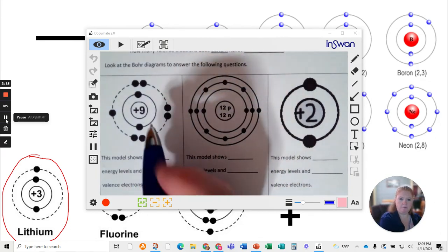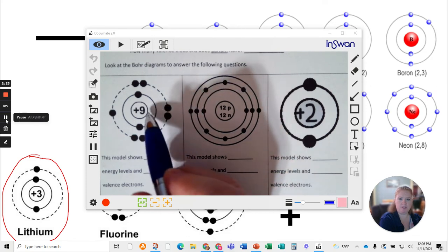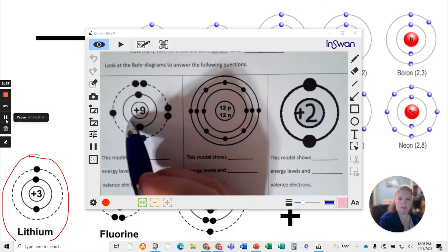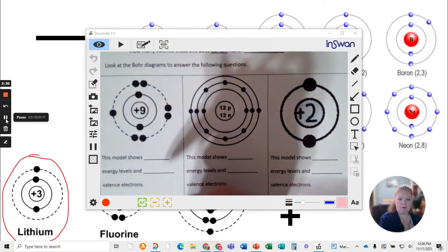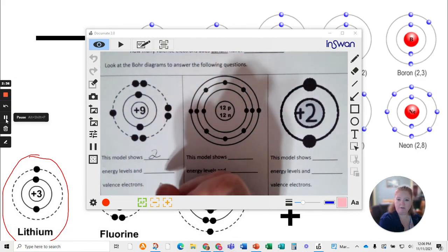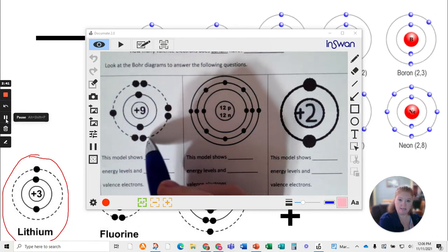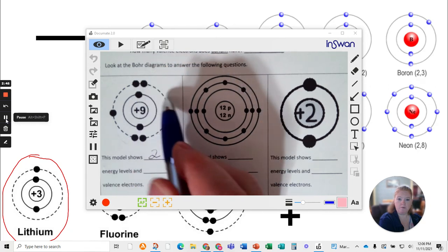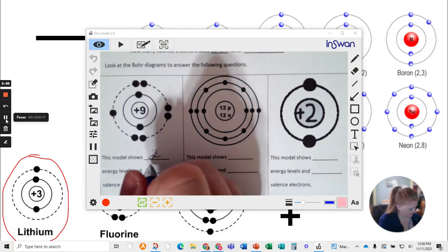Okay, so let's just look really quickly at these diagrams. So it says this model shows how many energy levels. Remember, this center is the nucleus, so it has 1 energy level here and a second energy level here. So this model shows 2 energy levels. And how many valence electrons? Well, I'm going to count the electrons out here in the outermost energy level. 1, 2, 3, 4, 5, 6, 7.